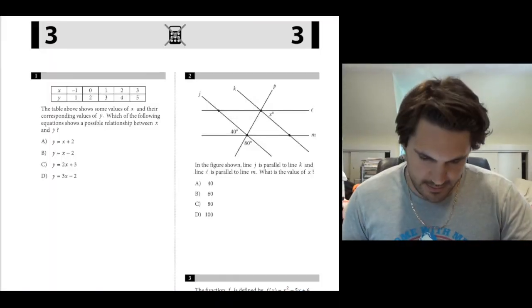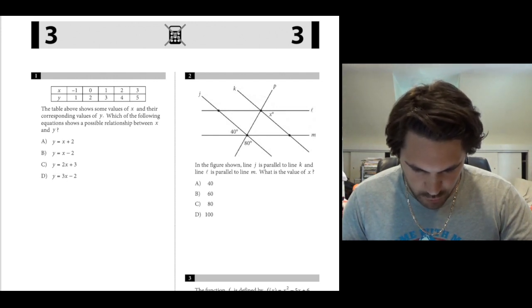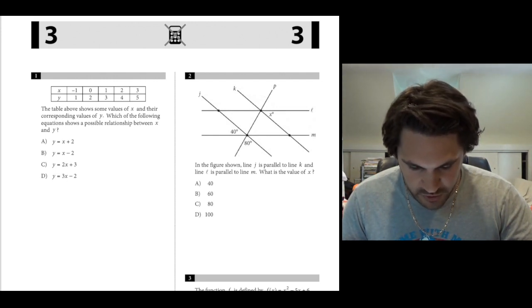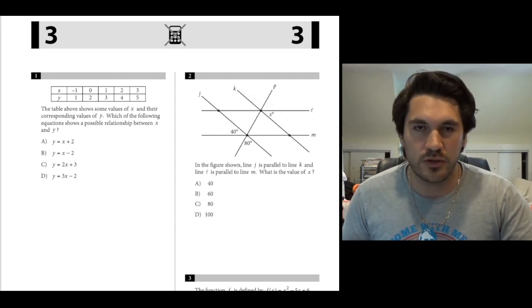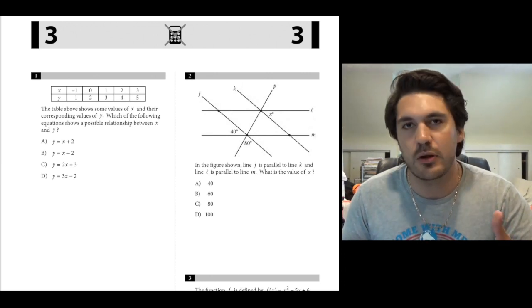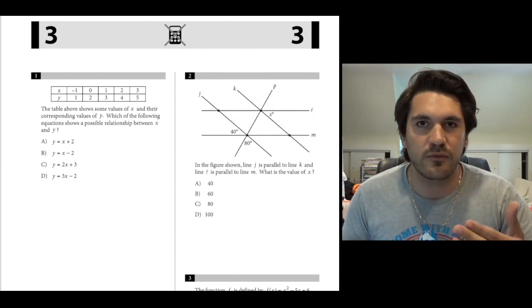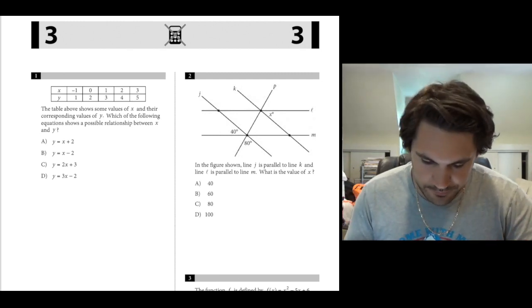Number 1. The table above shows some values of x and corresponding values of y. Which of the following equations shows a possible relationship between x and y? We got 4 equations, we got a table, so it looks like basically we just need to pick the answer that works for all of the numbers in the table. So let's try them out.